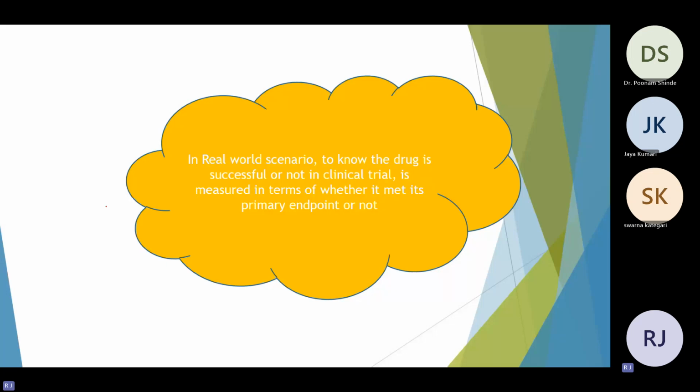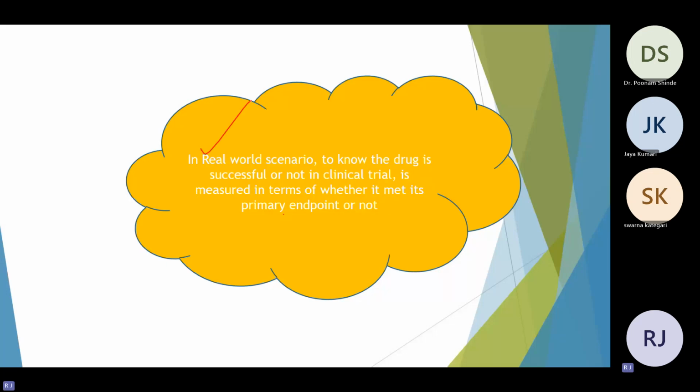So you would have seen many press releases, right? This drug has met its primary endpoint. This drug has not met its primary endpoint, but could not meet its secondary endpoint. Now you can understand what they mean by this. So in the real world, whether a drug is successful or not in a clinical trial is measured in terms of whether it met its primary endpoint or not. Because if the drug has met its primary endpoint, it means the primary objective is successful, or the drug has achieved its primary goal.